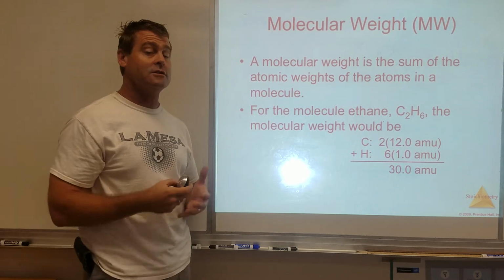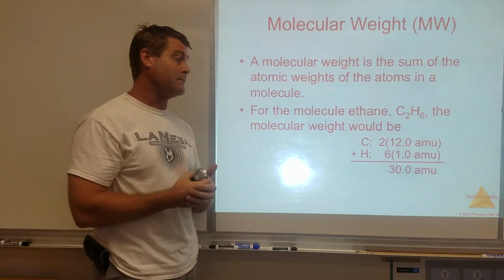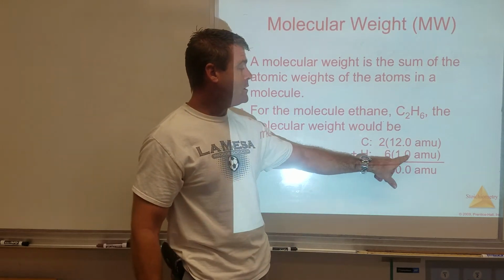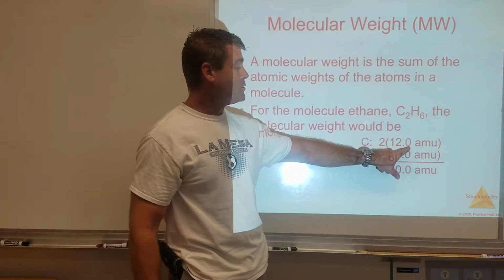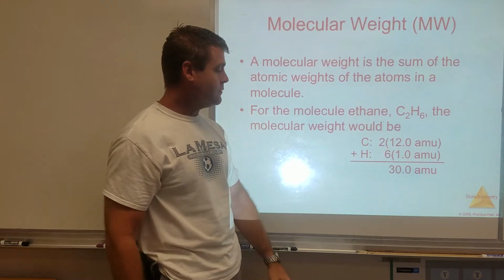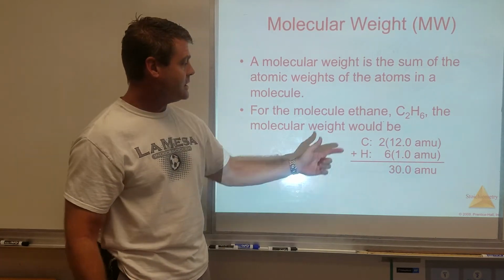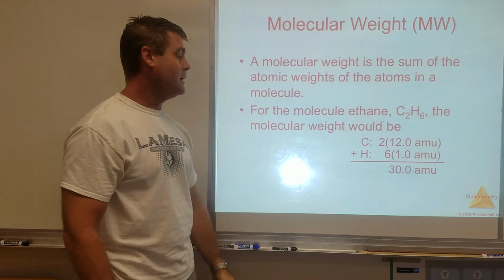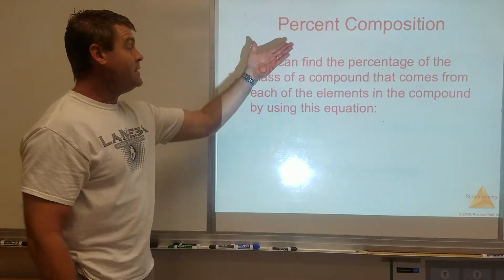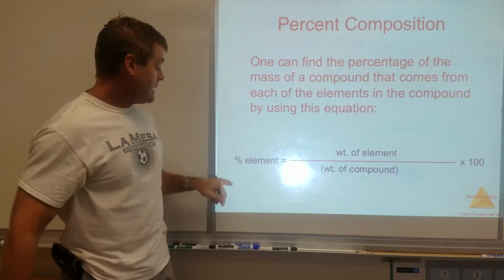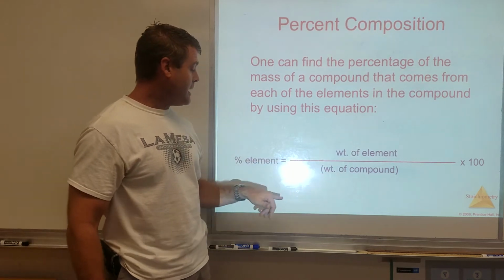And technically you're supposed to use all those values because those were experimentally determined. But to make life a little easier, we'll round to the tenth place. And then you just add those all up, and so the molecular weight of ethane is 30.0.